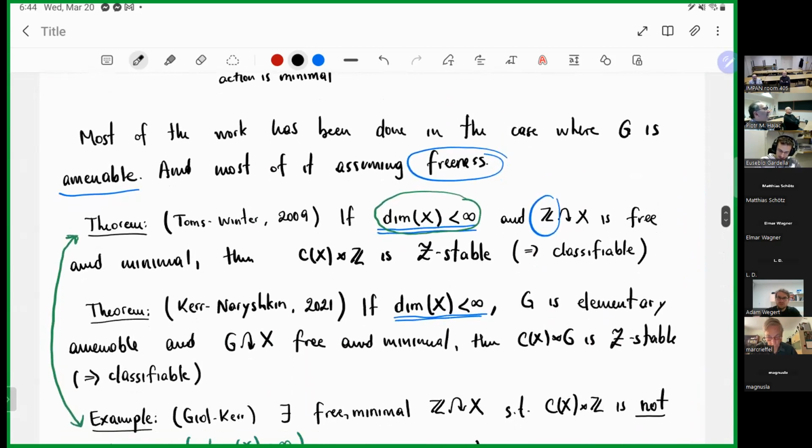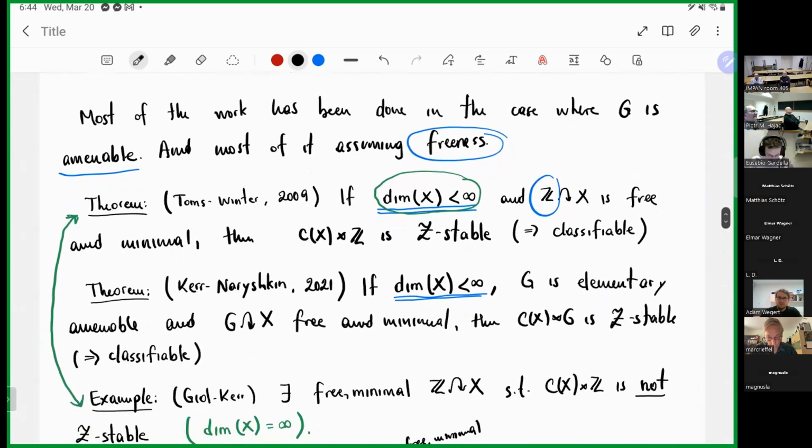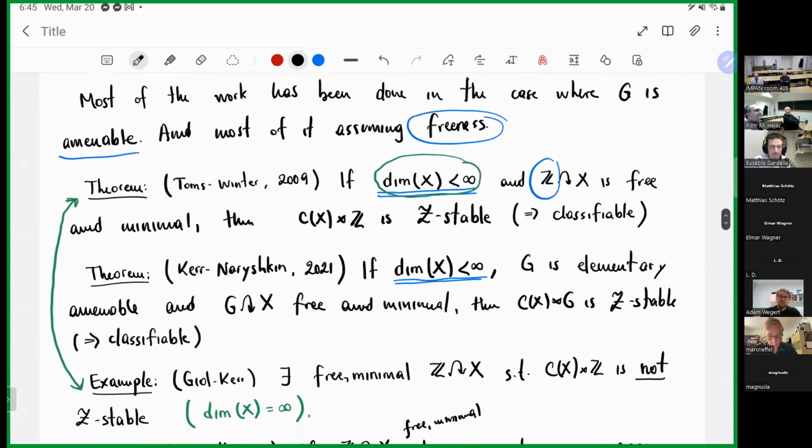Yeah, I think let me concentrate on Tom's winter, okay? So how about the following situation? For starters, I want to replace your commutative C-star algebra by a unital C-star algebra. And now let's see what your conditions are.